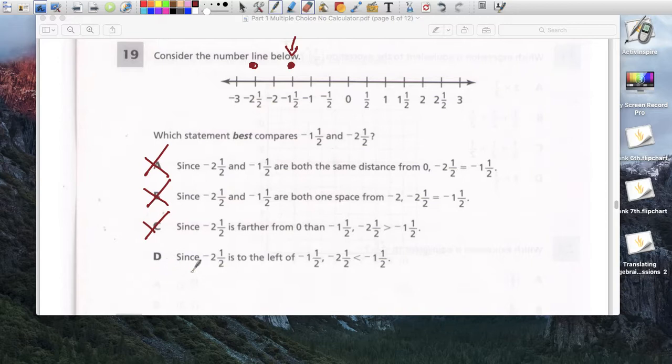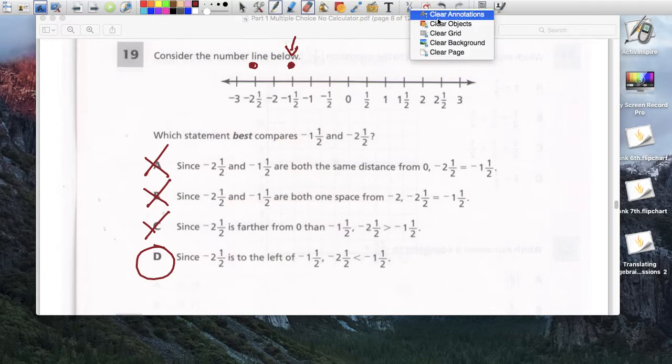And then the last one has to be true, since negative 2.5 is on the left of negative 1.5, which it is, negative 2.5 is less than negative 1.5. That makes more sense. Final answer, D.